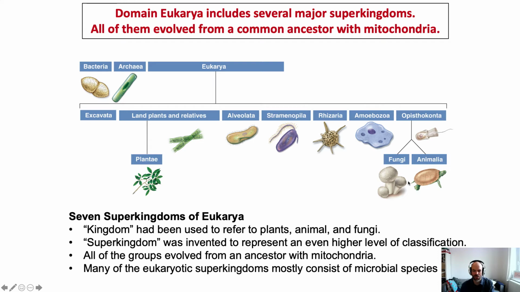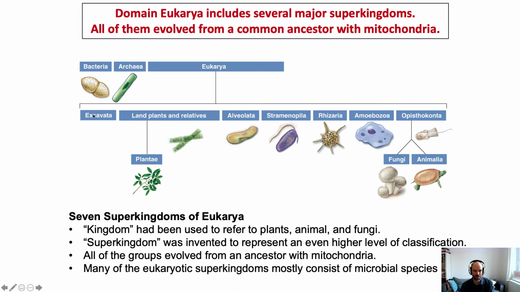And traditionally, these were called different kingdoms. So like the plant kingdom, the animal kingdom. Sometimes the fungi were in their own kingdom, sometimes they weren't, depending on the particular system that was in vogue at the time. And nowadays, we have pretty much gotten rid of the standard kingdoms in favor of these superkingdoms. Superkingdoms because they represent an even higher level of classification than the kingdoms.